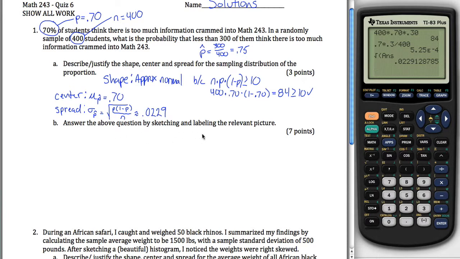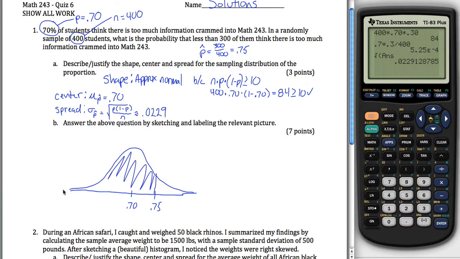Answer the above question by sketching and labeling the relevant picture. Alright. So now that we have all that information, I can draw something that's approximately normal, because I said the shape's approximately normal. I can put the center as 0.70, because I said the center should be 0.70. And then I want the probability that less than 0.75 of them. So 0.75 is somewhere over here. What I want to do is shade this side. I'll shade a little bit more. This shaded area right here.